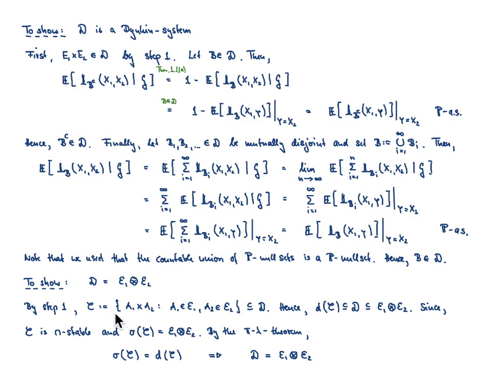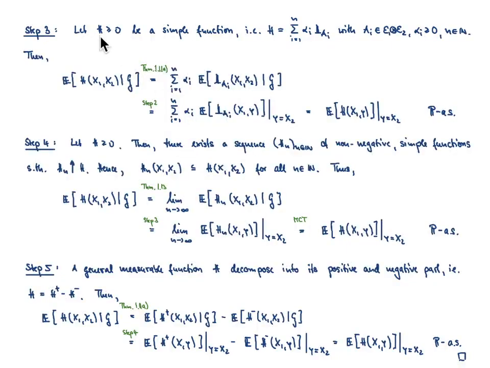Moreover, we know that this set, which I denote here by calligraphic C, is stable under finite intersections. Hence, we can apply the pi-lambda theorem, or the fundamental theorem of Dynkin systems, which tells us that the Dynkin system generated by this set of subsets C equals the sigma algebra generated by C. But the sigma algebra generated by the system of subsets C equals the product sigma algebra. So in that way, we have proven that D equals the product sigma algebra. And this was the first step in our measure theoretic induction.